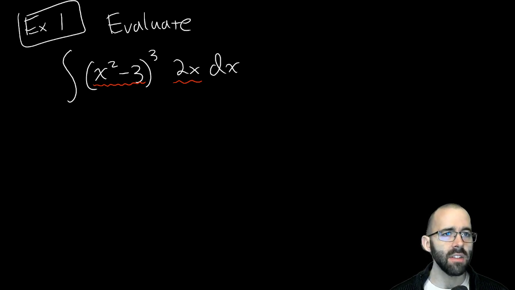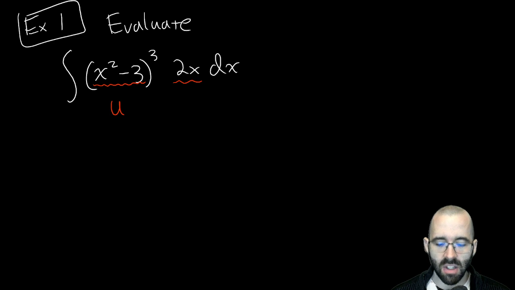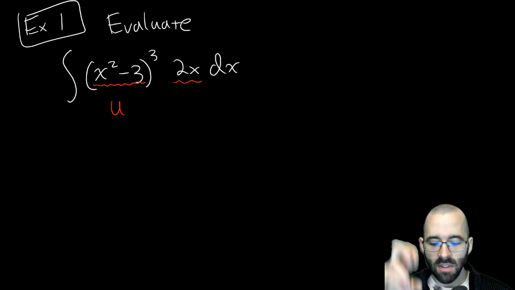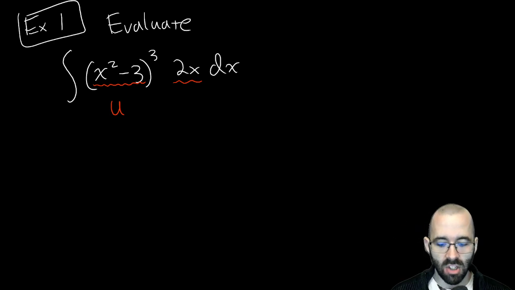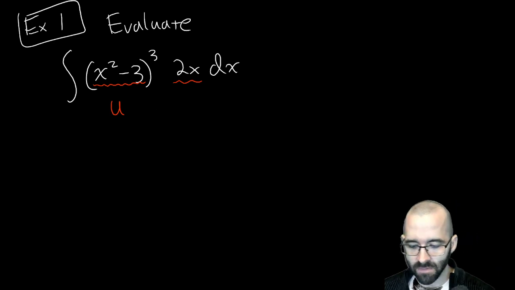And if you're ever curious about, can I do this? Well, write your guess and check by taking the derivative. But here, this is what I think. I say, okay, usually our inside function is going to be our u, or our g of x. And then hopefully its derivative is either on the outside, or we can get the derivative on the outside.